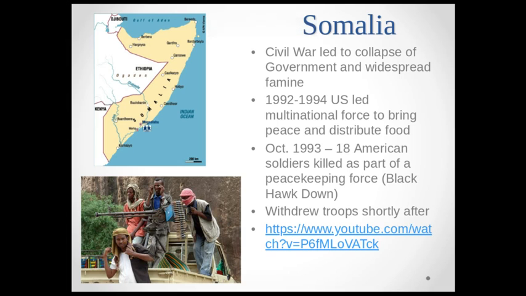While Clinton was president, there was a civil war in Somalia, and the U.S. was heavily involved in distributing food and helping to facilitate peace. Part of that peacekeeping force, 18 Americans were killed. They made a movie about this called Black Hawk Down that, if you're into war movies, I recommend it. And shortly thereafter, we withdrew troops.